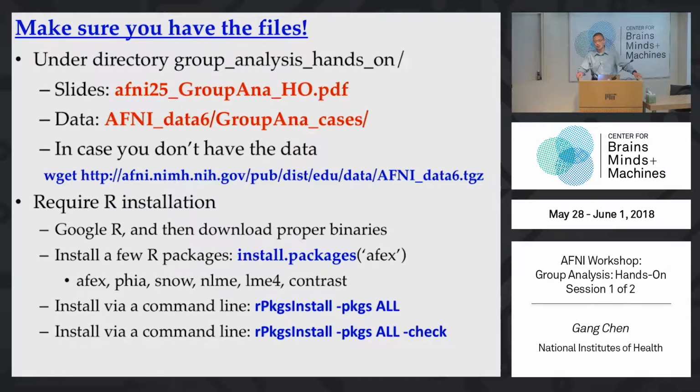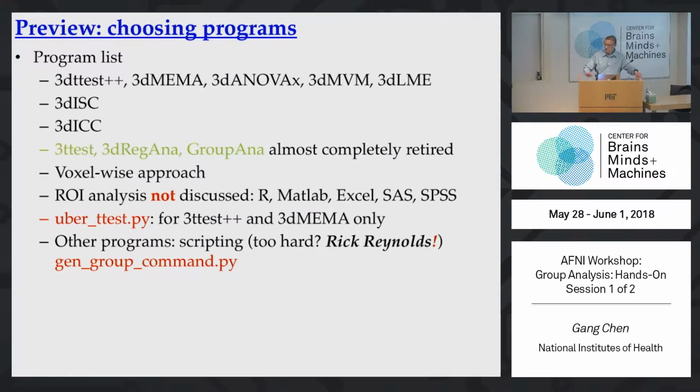Some of the Affinity group analysis programs are written in R. So assume everybody has R already installed on your computer, along with the required packages. This is just a review of the available Affinity group analysis programs: 3D t-test++, 3D MEMA, 3D MVM, and 3D LME. In the future, we may have 3D ISC, for inter-subject correlation, and 3D ICC, for intra-class correlation.